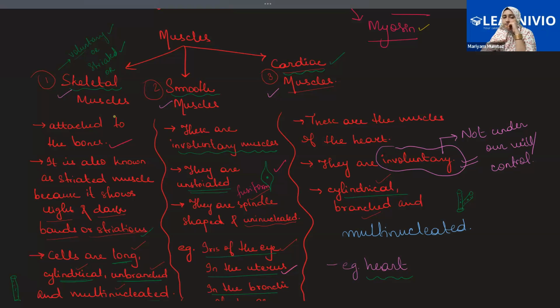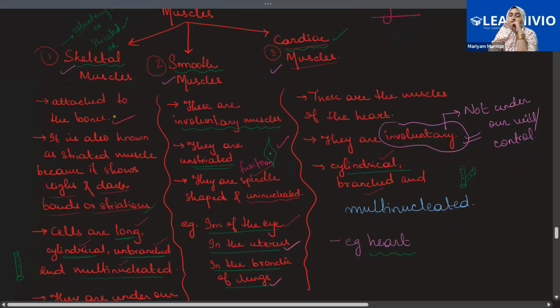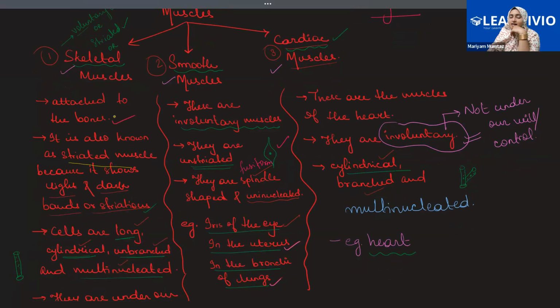Now the first one is the skeletal muscle. These are attached to the bones and they are the voluntary muscles. The other name for the skeletal muscle is striated muscle. Why? Because it has striations, or light and dark bands, present on it. So, this is the skeletal muscle.